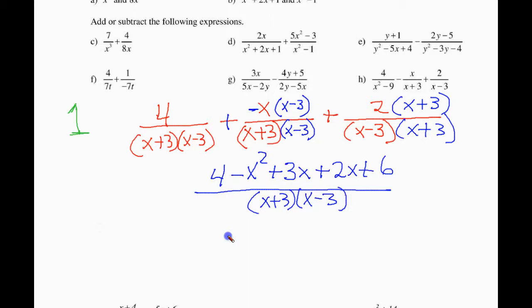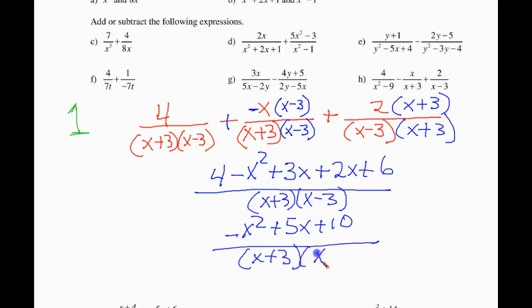I get a negative x squared plus 5x plus 10, all over x plus 3, x minus 3. I don't see that this factors, so I don't have to worry about factoring anything. Okay, again, this is quite tedious.